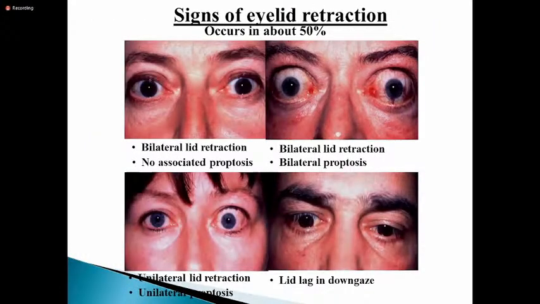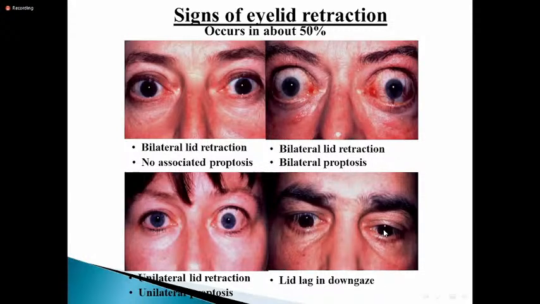Signs of thyroid orbitopathy are classified into the eyelid, soft tissue, and optic nerve problems. So, eyelid signs include lid retraction. Lid retraction is abnormal lifting of the upper lid, mostly, but it can also be the lower lid. That gives them a staring look, or they look like they're scared, or staring at something. So that is lid retraction.